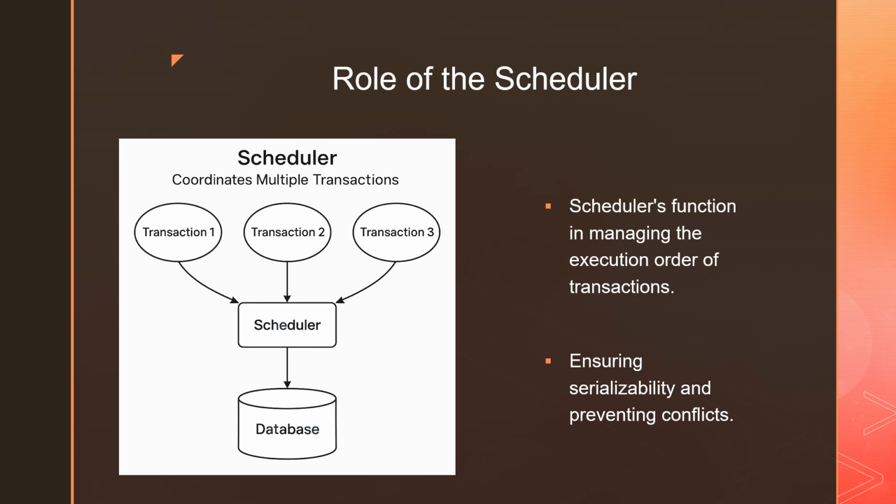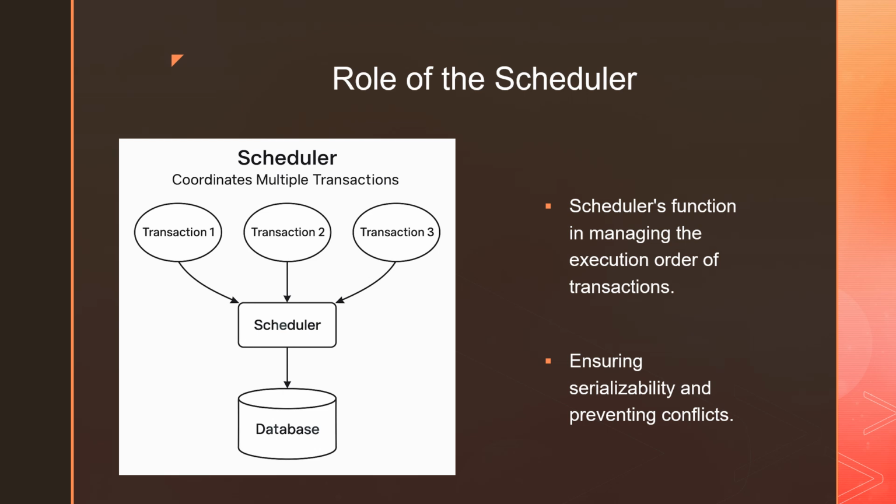A scheduler plays a crucial role in database transaction management. It acts as a coordinator, handling the execution of multiple transactions to ensure they occur in a controlled and consistent way. As you can see in the diagram, multiple transactions like transaction 1, 2, and 3 are directed through the scheduler before they reach the database. This ensures that the operations do not interfere with each other.